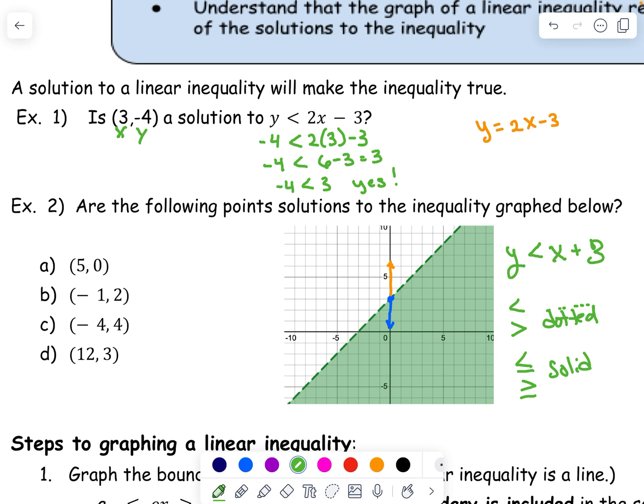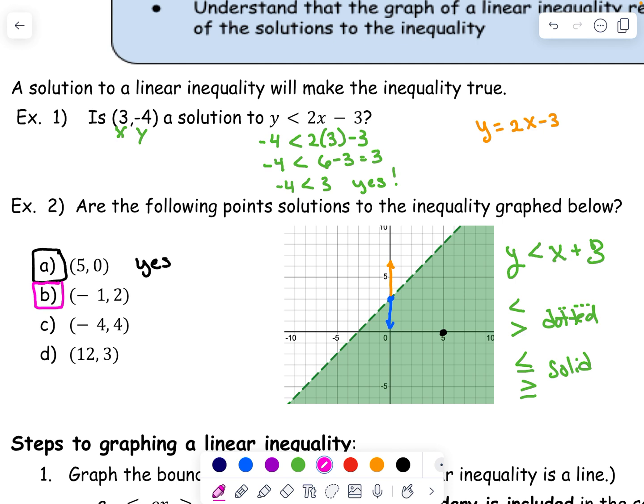Well, if we're looking at a graph and we're asked if these are solutions, if we look at (5, 0), (5, 0) is right here. And yes, that's in the shaded region. So yes, this is a solution. Now, if we had the inequality, again, we could have put the 5 in and a 0 and found that 0 is less than 8, right? But we don't have to when we have the graph, and that's kind of the beauty of this graph. It represents all of the points that would be in the solution set.